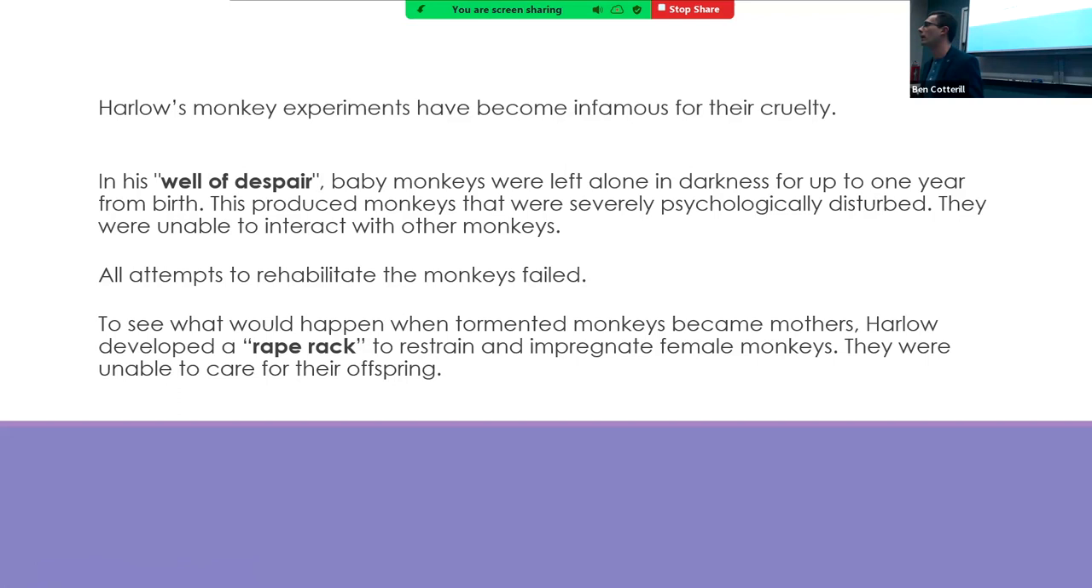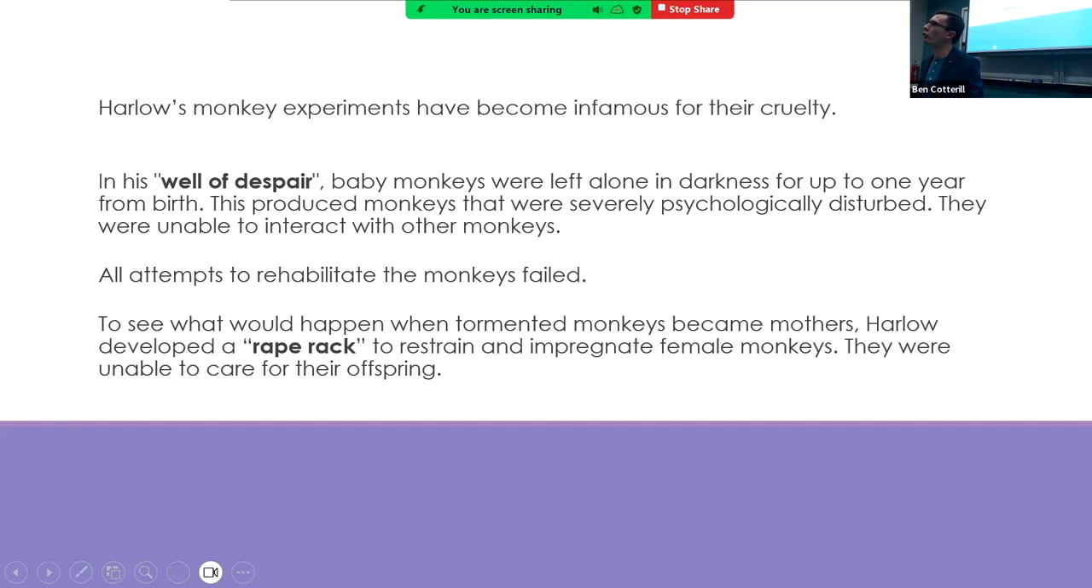They wouldn't mate. You might think that's something that's innate, but they just didn't have the skills to approach other monkeys to communicate, and they wouldn't mate on their own. All attempts to rehabilitate these monkeys failed. But still, Harry Harlow wanted to know what these monkeys would be like as mothers. And so since they wouldn't mate on their own, he created what's been called a rape rack, which is just as horrific as it sounds. These psychologically disturbed monkeys were tied up, and then male monkeys on heat were let off into the same cage. So they were restrained and forcibly impregnated.